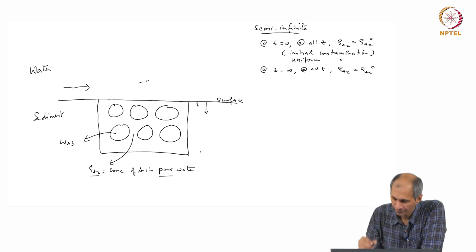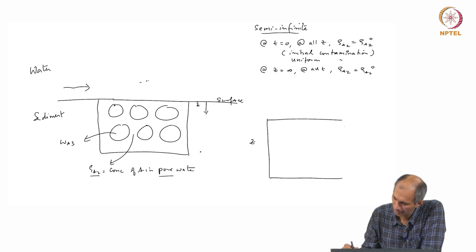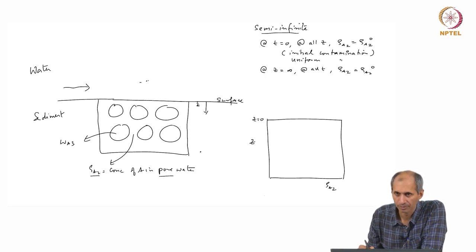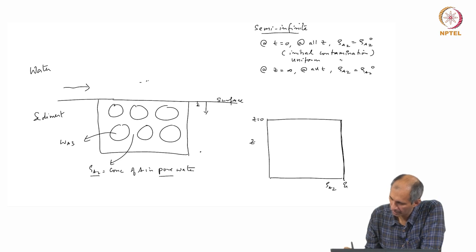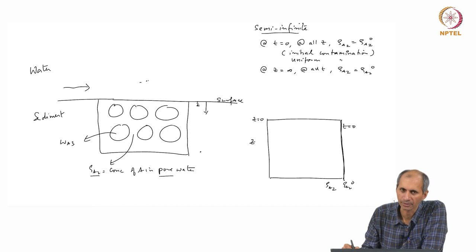So when we draw the solution to this, we plot the concentration rho A2 as a function of height, and this is z equals 0. Initially, this is rho A2 0, at time t equals 0. Initially the entire thing is at rho A2 0, but as time progresses, you will see depletion at the surface, and this depletion will then slowly come down.